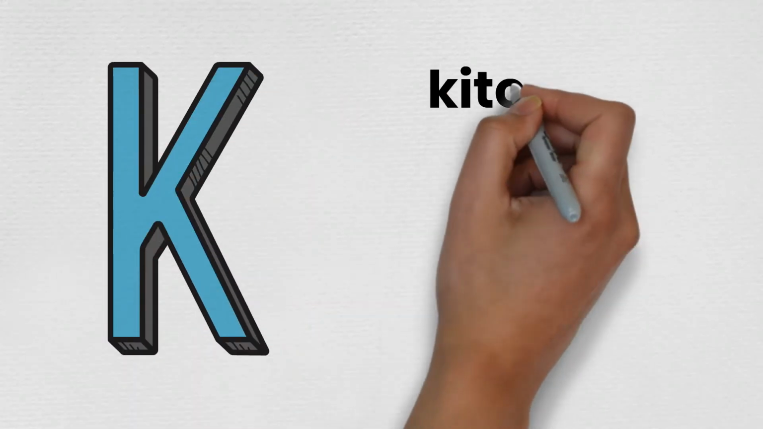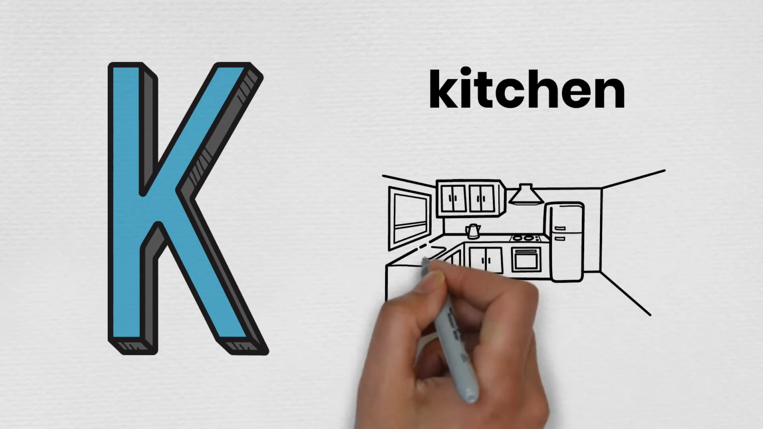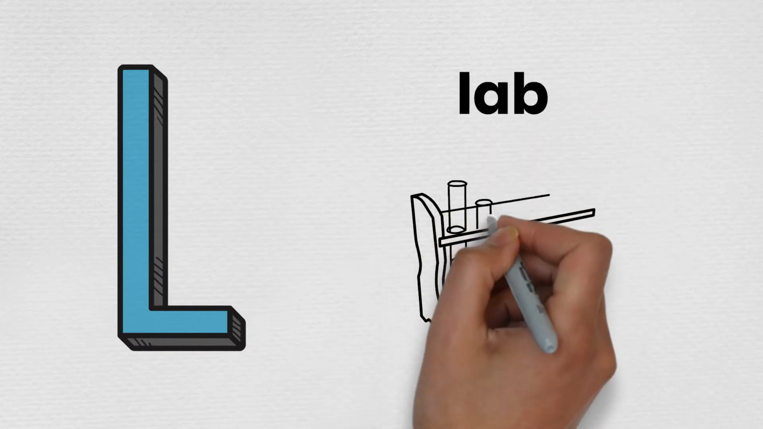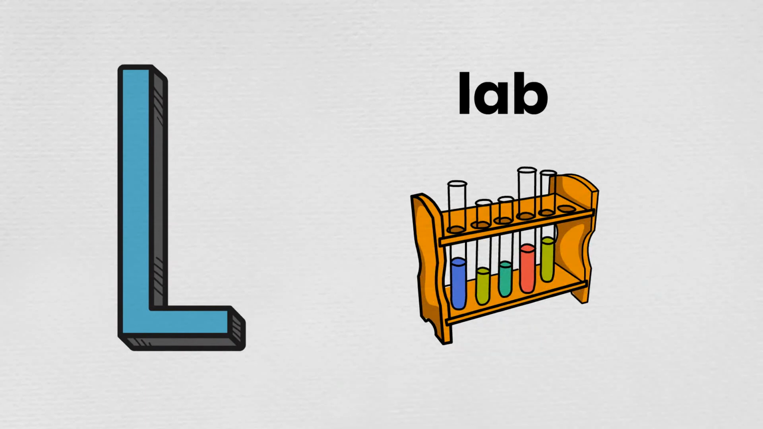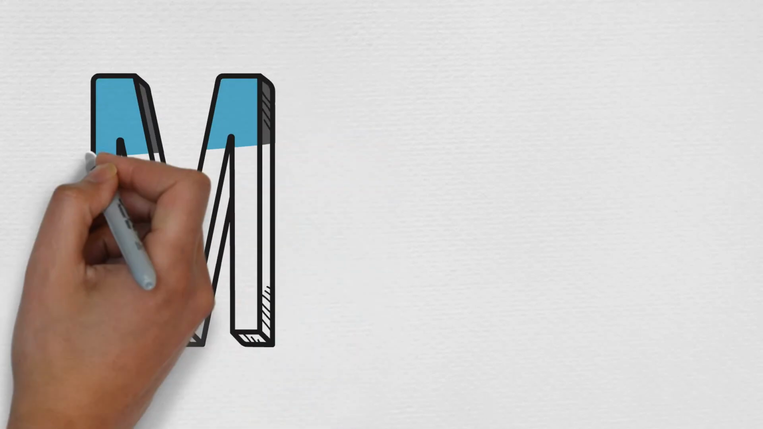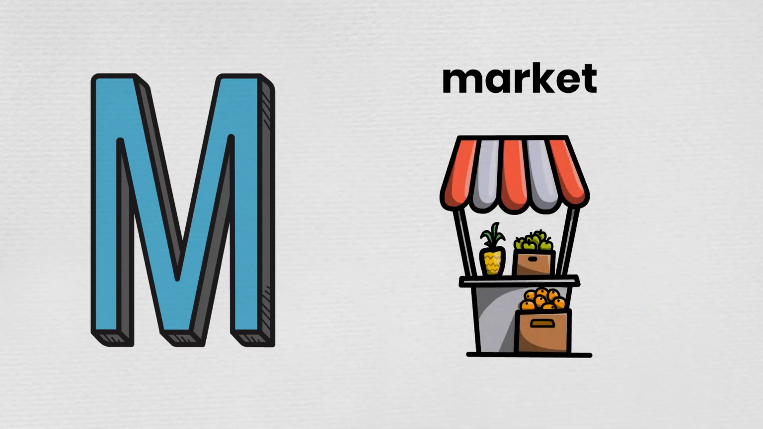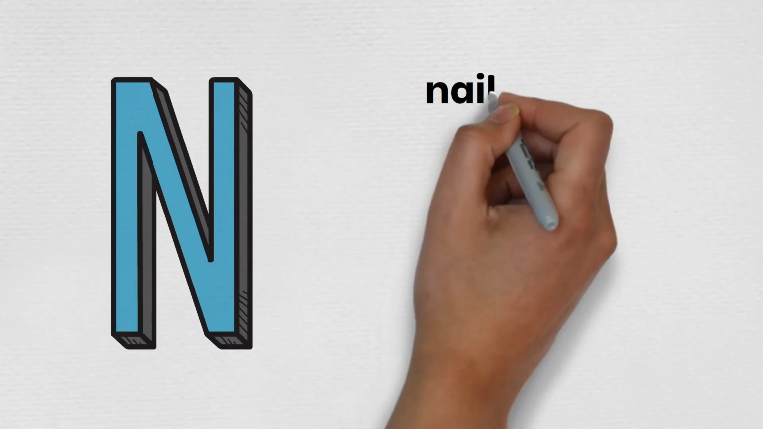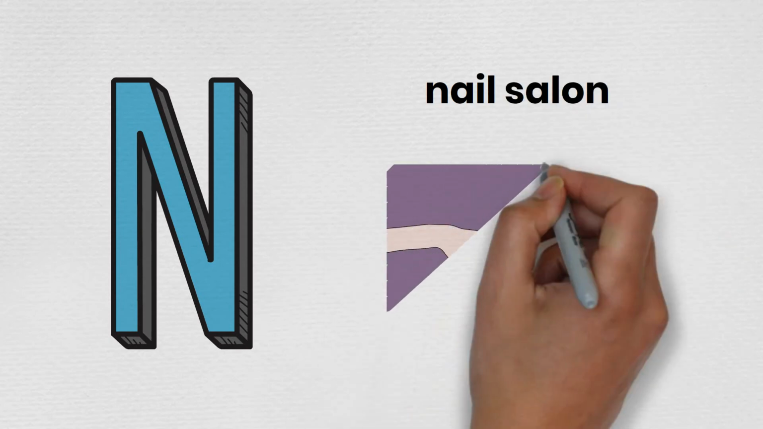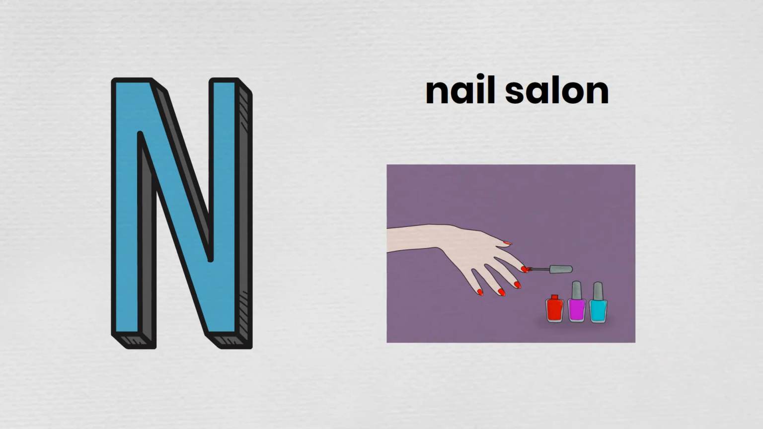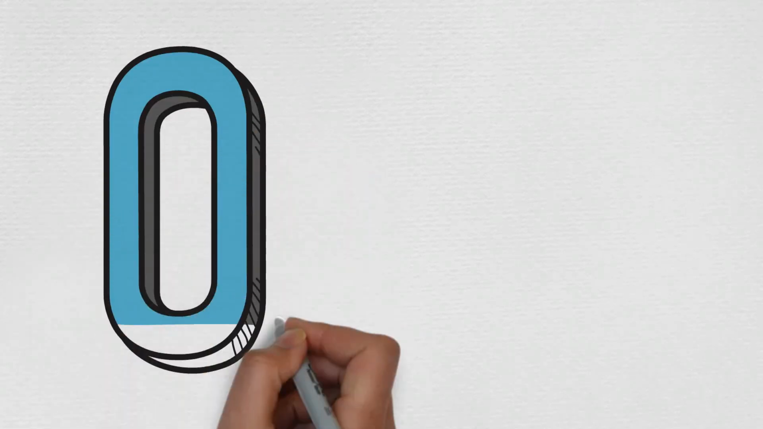K is for kitchen. L is for lab. M is for market. N is for nail salon. O is for office.